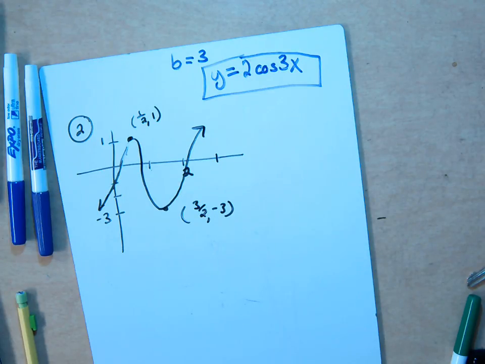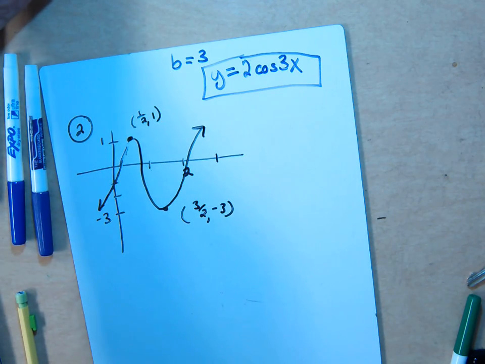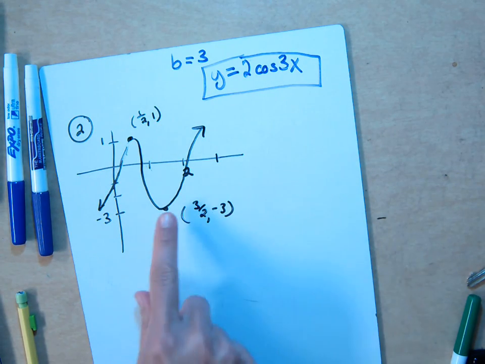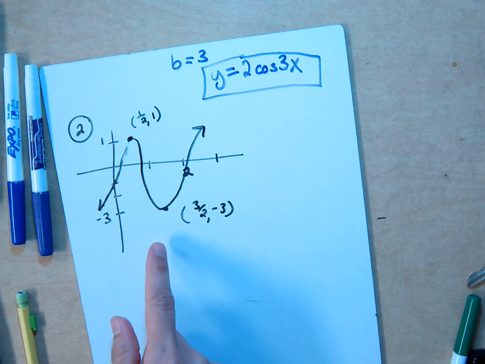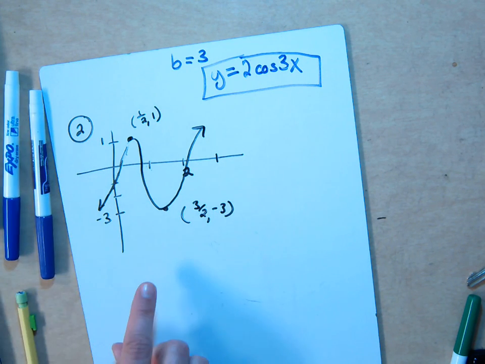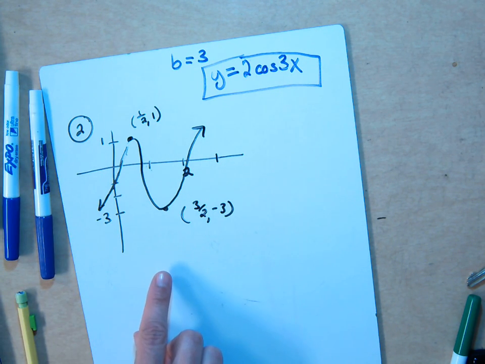Section 14.5 part 2, we are modeling this. We're looking at this graph and we want to find the best equation to model this. So we need to find A, B, H, and K.